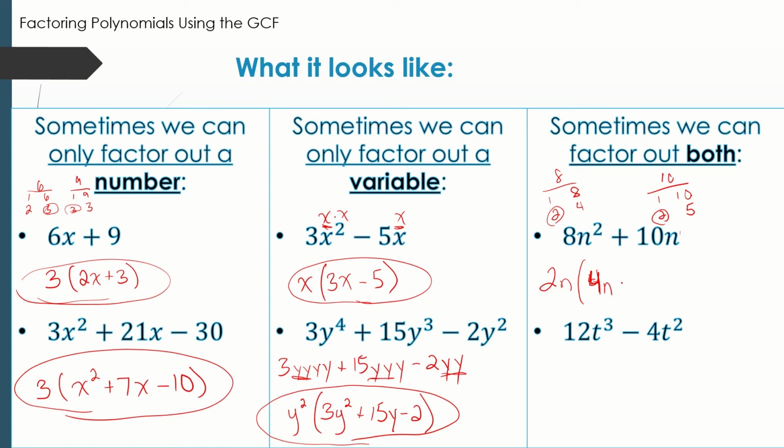10 divided by 2 is positive 5. N took out an n, so there's no n left in that term. So 2n times 4n is 8n squared. That works. 2n times 5 is 10n. So we just factored a GCF that had both a number and a variable in it. Look at the next one. We have 12 and 4.